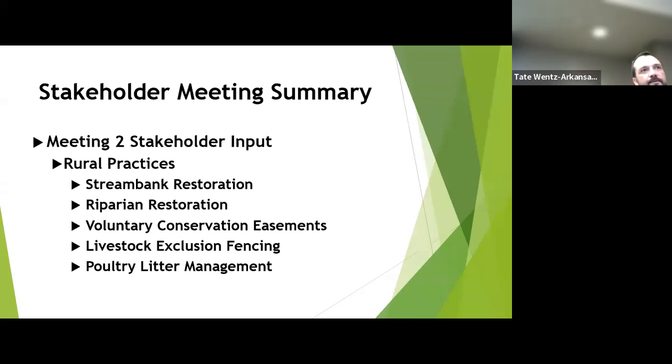Riparian restoration is a little bit different. This is more of a passive approach where we're talking about exclusionary livestock fencing, offsets, tree plantings, riparian buffers, trees, herbaceous plants.